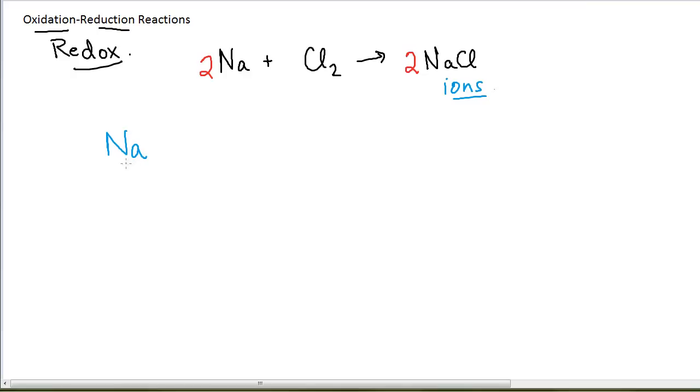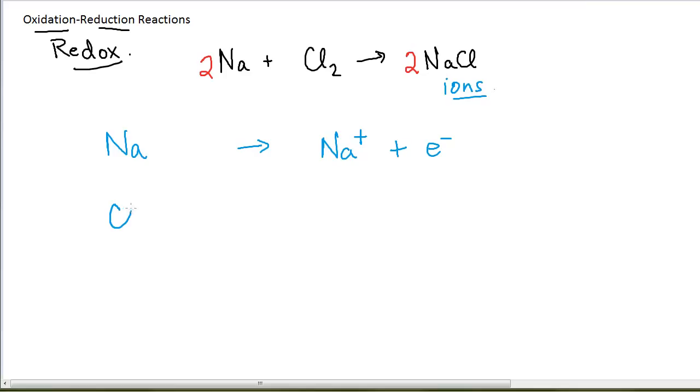In one half, I have a neutral sodium atom going to form the sodium ion, and of course you remember that the sodium ion is +1. In order to form the +1 ion, what has to happen is sodium has to lose an electron. Sodium doesn't actually lose an electron, it's not lost, it gives it away. So an electron is also one of the products of this reaction.